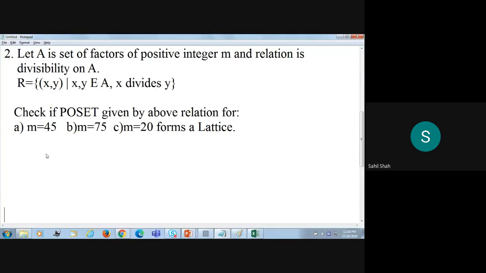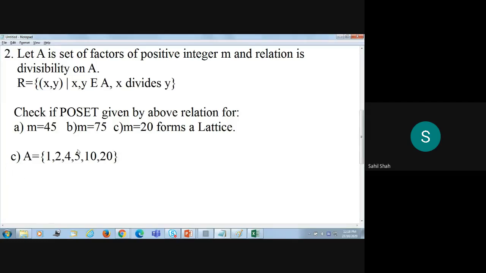So if you have taken the snapshot, how to solve this first? What is given? A is a set of factors of positive integer m. First of all, I need to find what is A. Can I discuss for A? No, I will discuss for C. So m equal to 20. Factors of 20: 1, 2, 4, 5, 10, 20. These are the factors of 20.